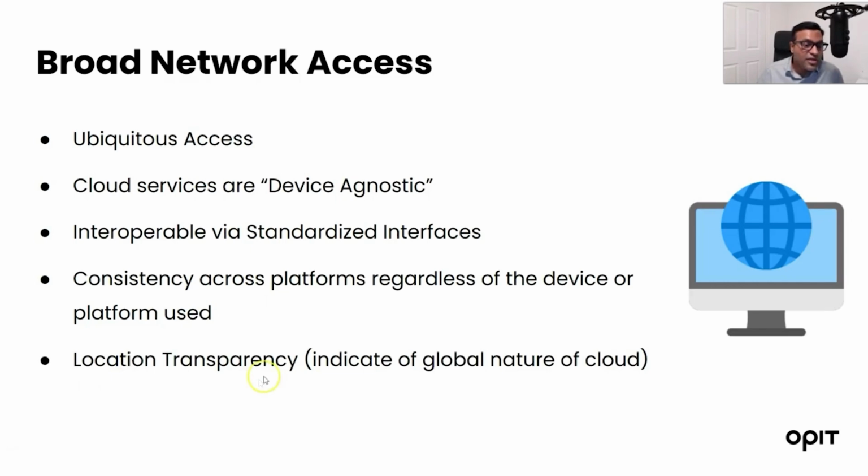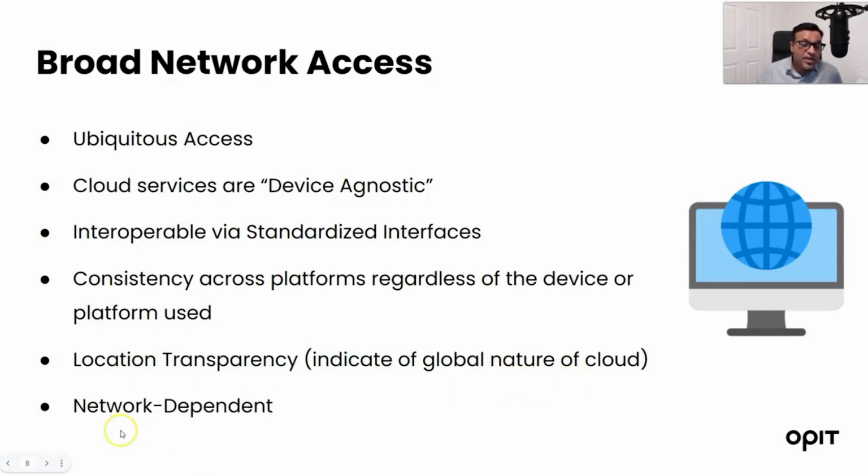Then the next thing is location transparency. This is again a key indicator here, that wherever I access the service from, I will never be able to know where I'm getting the services from. So I may be sitting inside Europe, but I can access a server which is, let's say, in America, which is location transparent. You will get a service which is delivered to you, but your location will still be transparent. That also indicates the global nature of cloud.